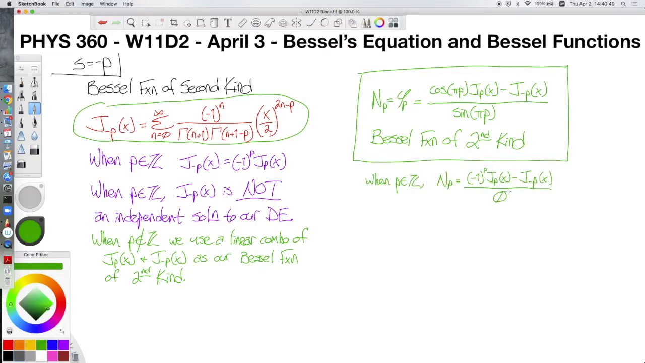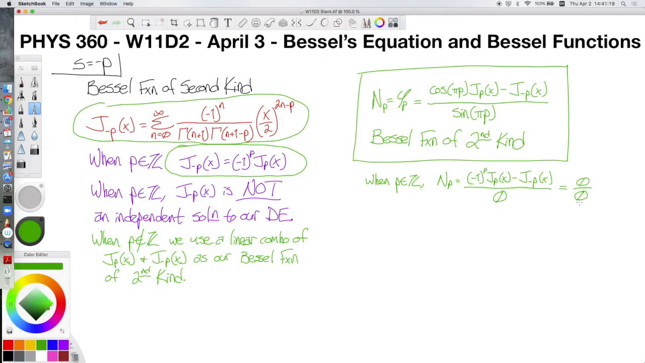And before we freak out, because this is divided by 0, we should look at our numerator again. And we should look at our numerator in the context of this relationship between J p and J minus p when p is an integer. And that tells us that our numerator is also going to be equal to 0. So when p is an integer, we get 0 out of 0 for the Bessel function of the second kind, which is kind of part of why we don't really use it for integers.